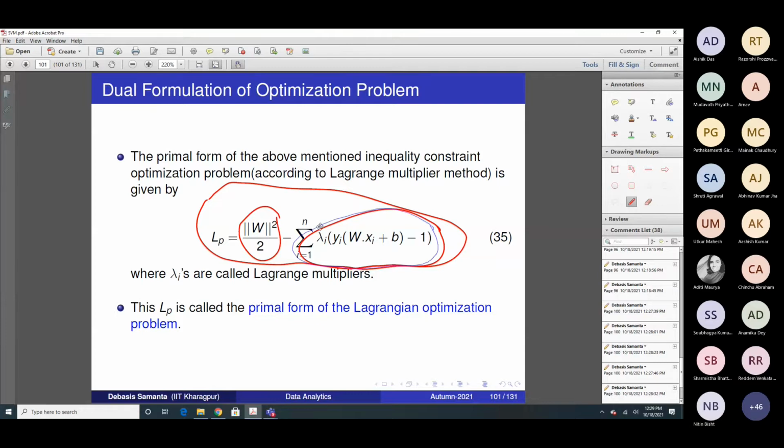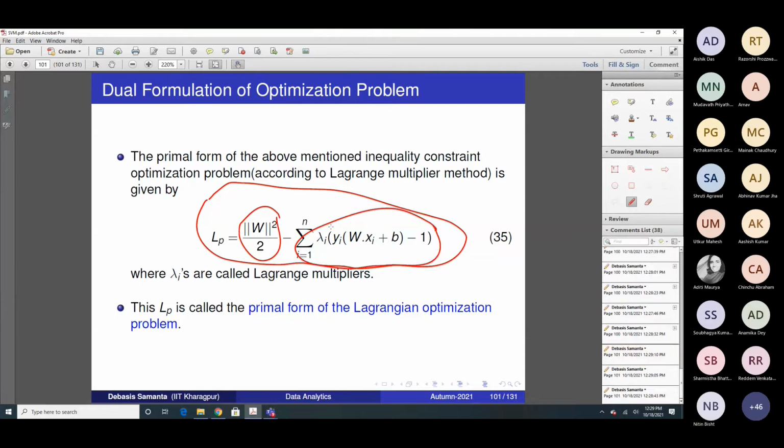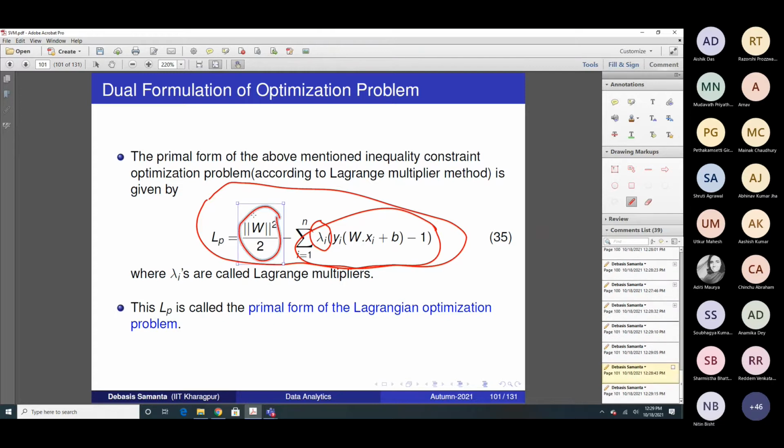And for this we have to learn a few unknowns: the lambda I, the Lagrangian multipliers to be learned, and knowing these Lagrangian multipliers we will be able to learn the unknown values of the W matrix. So the W matrix unknown values, and then the B value also will be learned. Okay, so this is the concept and this is the primal form.